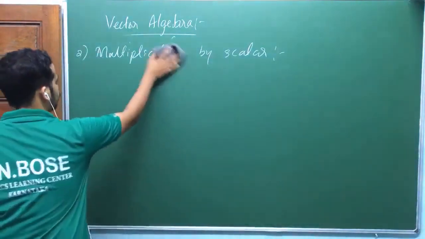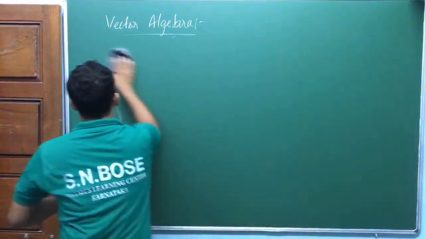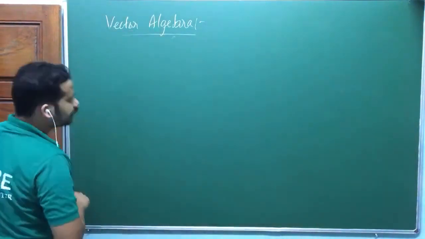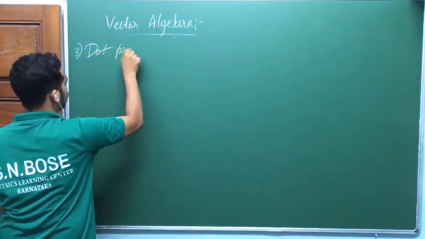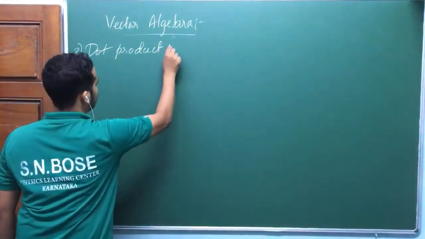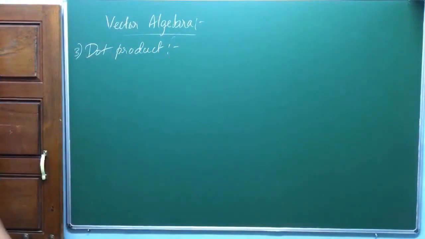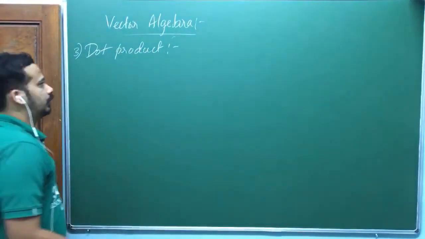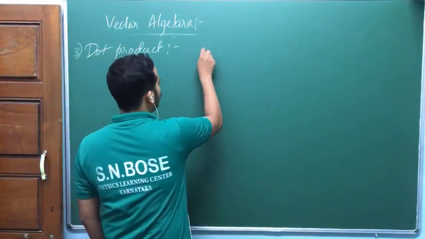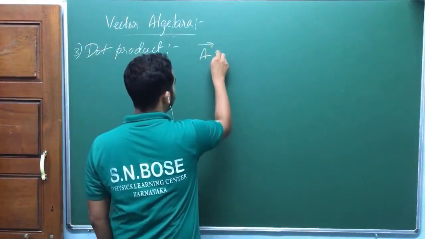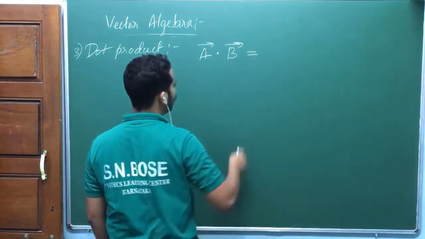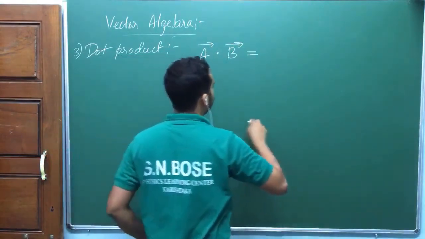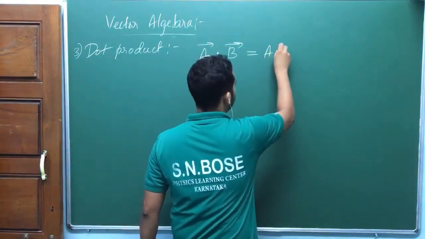Multiplication of a vector by a scalar. Now, next one, which is very important, third one, dot product. Okay, dot product. You know most of it, but let me make it very simple. A dot B, vector A dot vector B. That's equal to, how do you define this one? Dot product. Magnitude A, magnitude B.